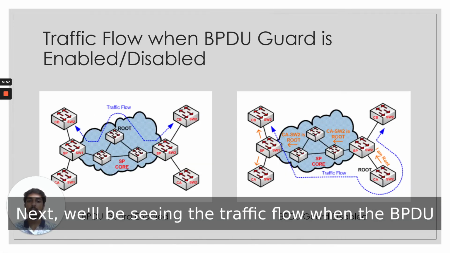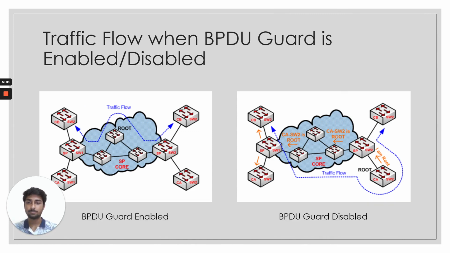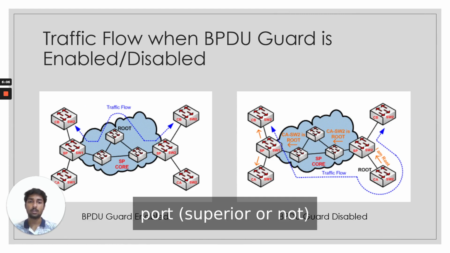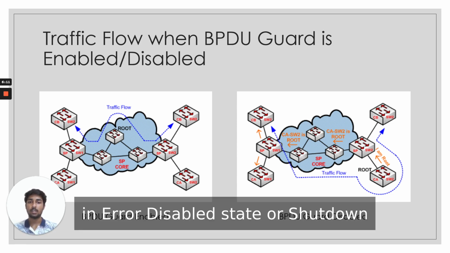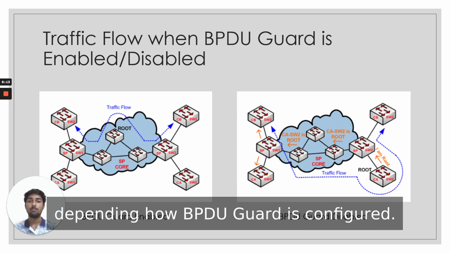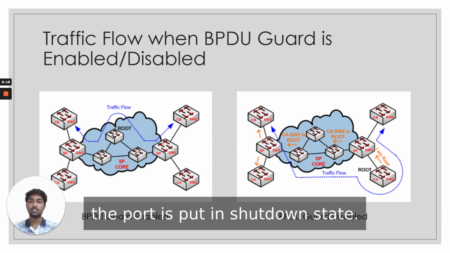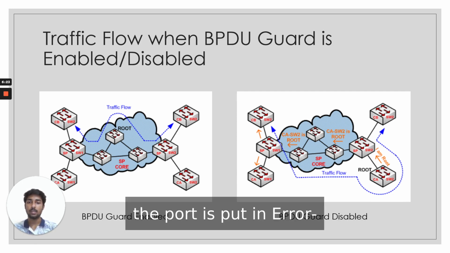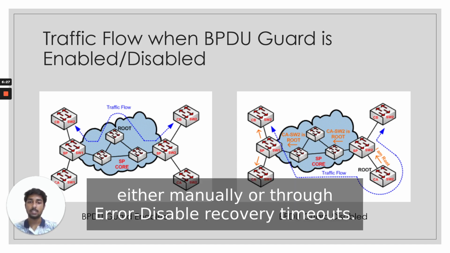Next, we'll be seeing the traffic flow when the BPDU guard is enabled or disabled. If a BPDU is ever heard on a port fast port, superior or not, and BPDU guard is enabled, the port is put in error disabled state or shut down depending on how BPDU guard is configured. If enabled globally, the port is put in shutdown state. If enabled per instance basis, the port is put in error disable state. In any case, error disable recovery must be done either manually or through error disable recovery timeouts.